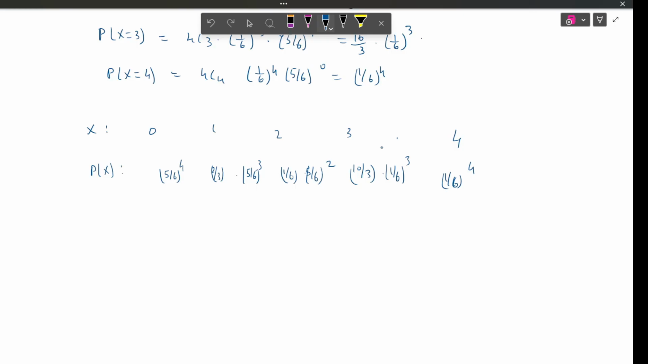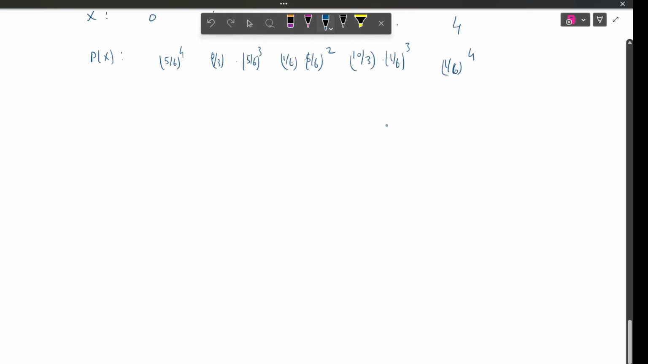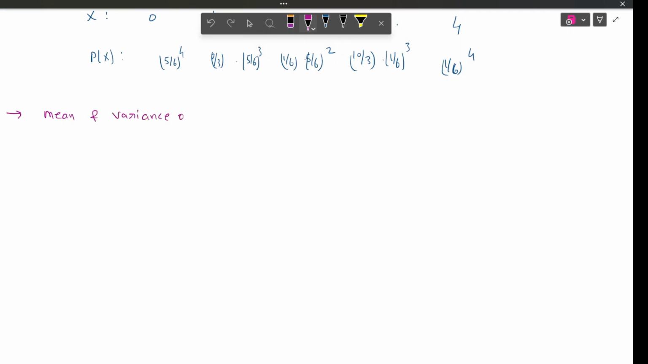Now I think you have a little bit of idea how to apply this type of question and how to apply binomial distribution. Okay. Now let us see mean and variance of binomial distribution.